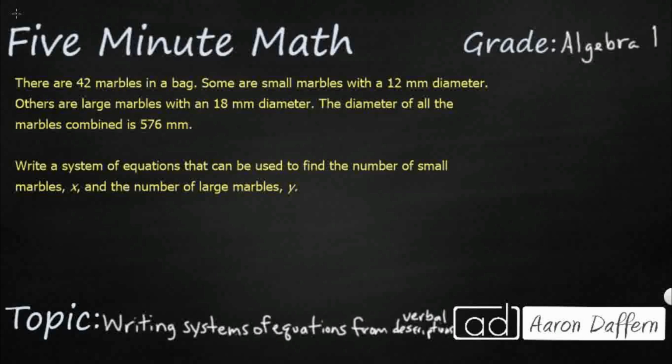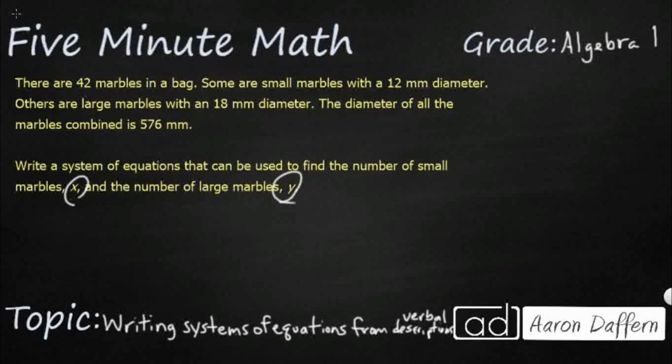So we have a sample word problem here. We've got some marbles in a bag. Some are small, some are large. We know what the combined diameter is, and then we need to write a system of equations that can be used to find x, the number of small marbles, and y, the number of large marbles.